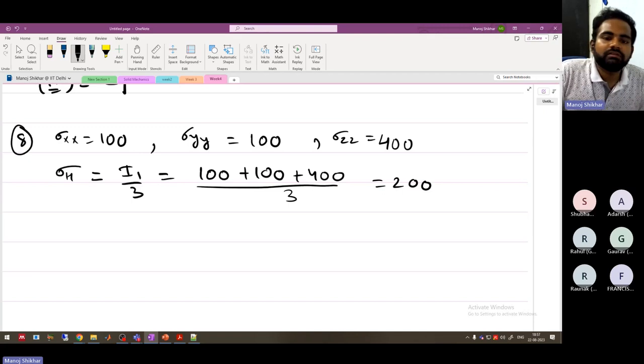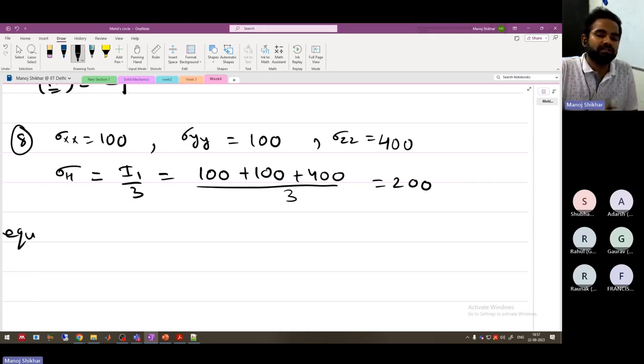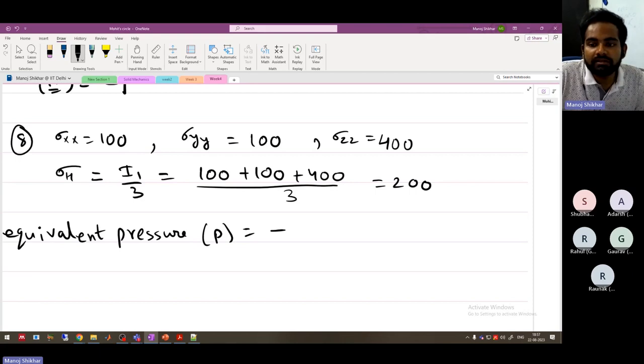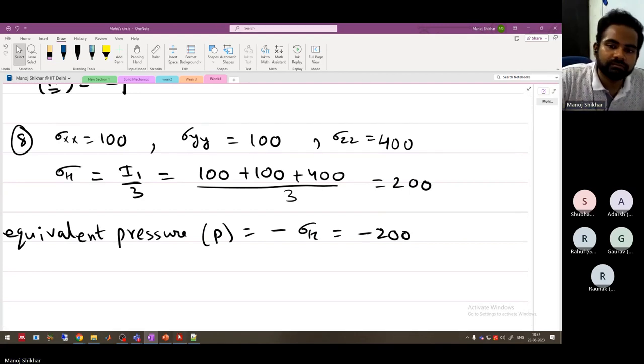So it's 200. Now, what will be the equivalent pressure? Pressure is the negative compressive thing. So the equivalent pressure, let's say it's P, will be minus sigma h. So it will be minus 200. So the answer will be the B part.